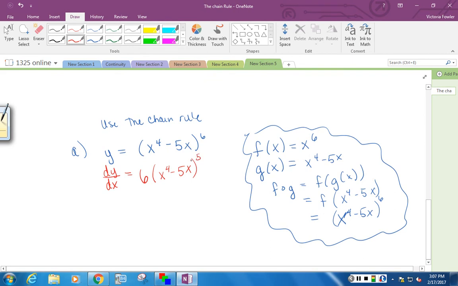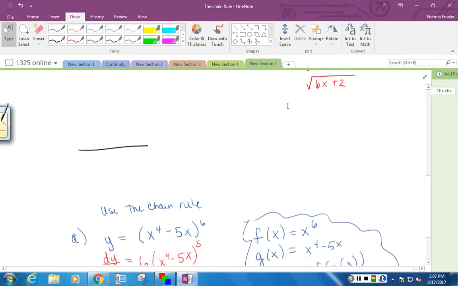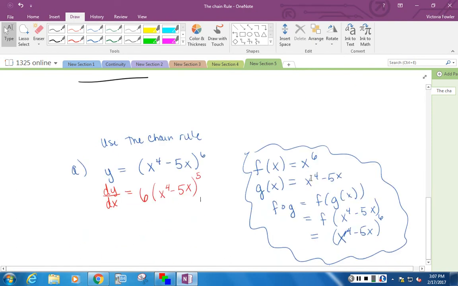And then that chain rule says now I'm going to multiply that by the derivative of this inner function. And the derivative of that inner function is going to be 4x cubed minus 5. Okay, and then maybe the last thing I do is I shift this to the front. I say this is going to be 6 times the quantity 4x cubed minus 5.